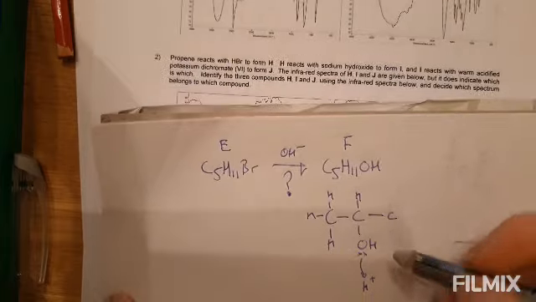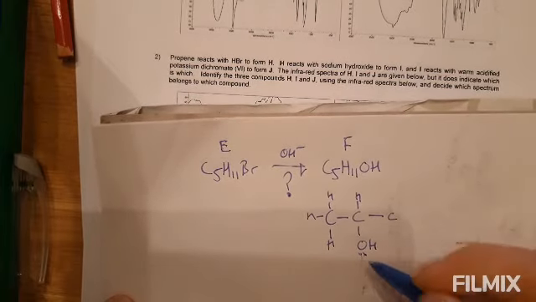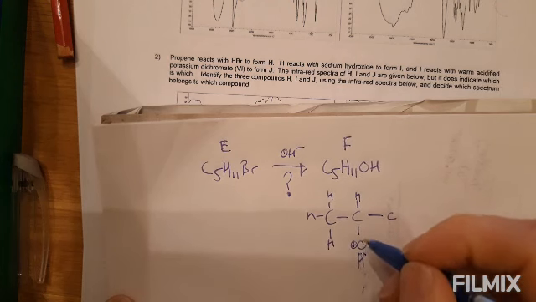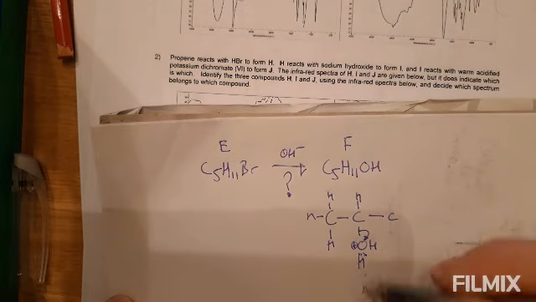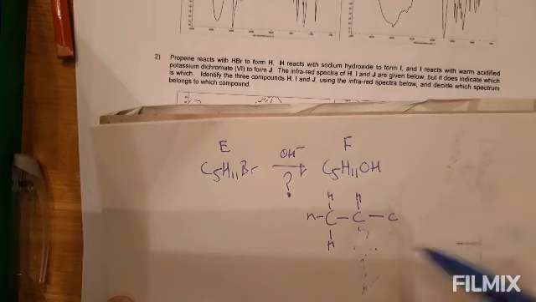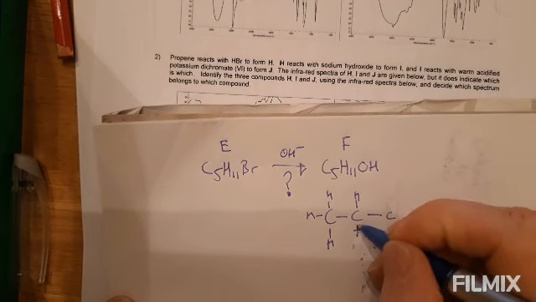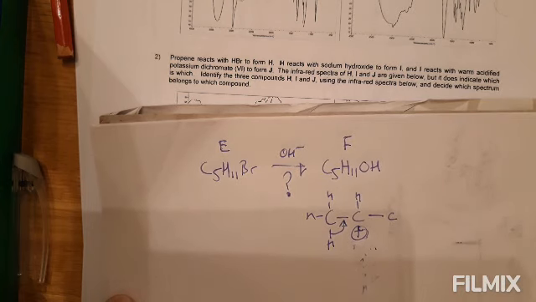Hang on a minute, watch this, I've got a rubber on the end of this pen. The OH gains an H+, not a very good one, to become OH2+. That goes onto there to become this, and then a hydrogen kicks off to make a double bond.